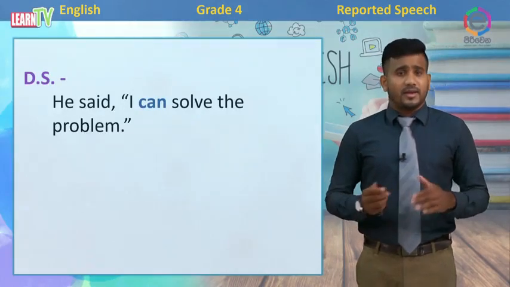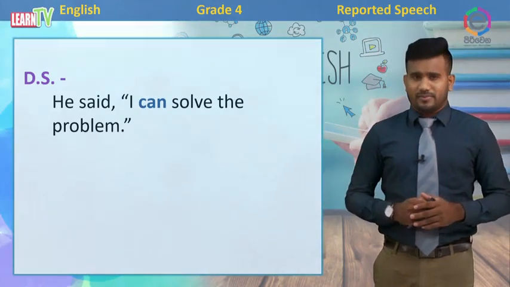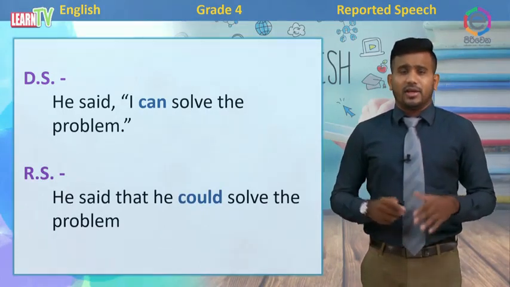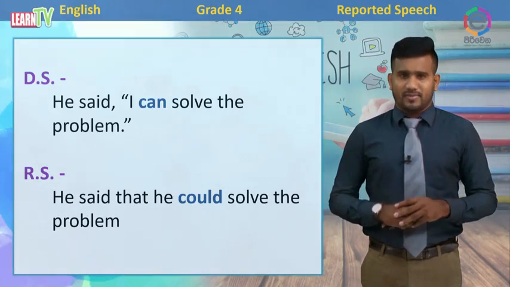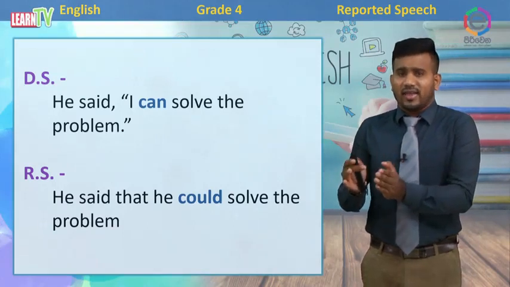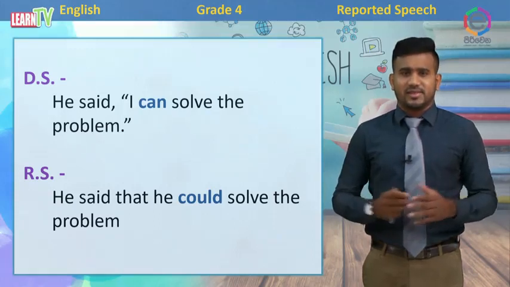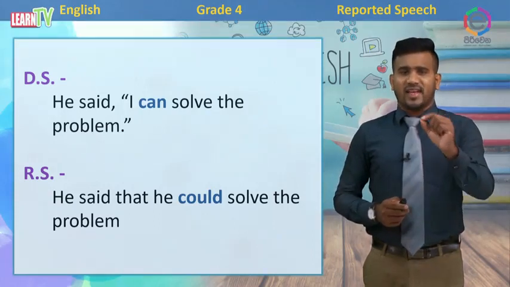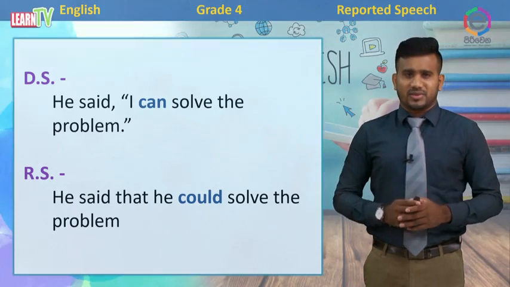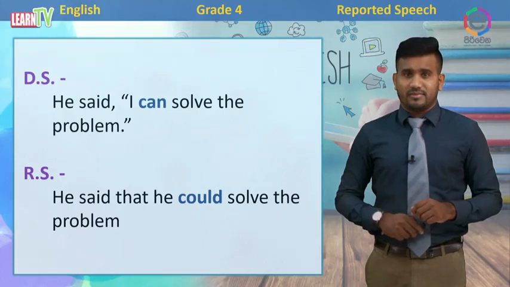Next one, direct speech. He said, "I can solve the problem." In reported speech, he said that he could solve the problem. The word can has been changed to could. Why? The past word of can is could. So that is the way. So he said, it is past. When the introductory clause is in the past, the tense of the reported clause is changed.